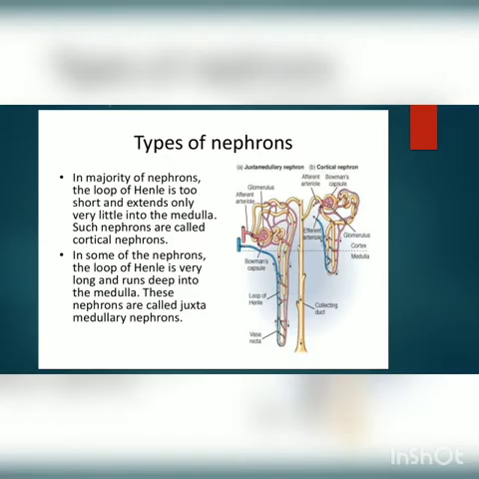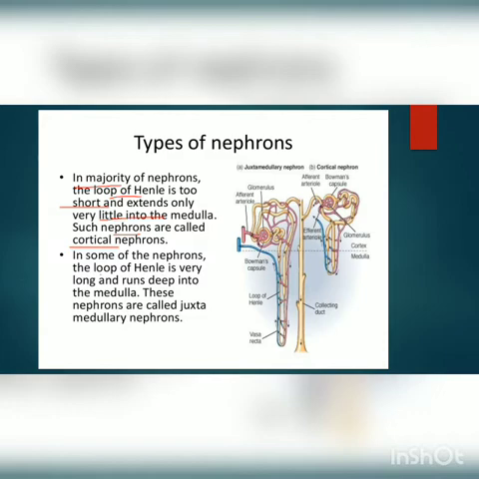Then next we will come to the types of nephron. In majority of nephrons, the loop of Henle is too short and extends only very little into the medulla. Such nephrons are called the cortical nephrons. So cortical nephrons have the short loop of Henle, and very little they are extended into the medullary region. So they are termed as the cortical nephron.